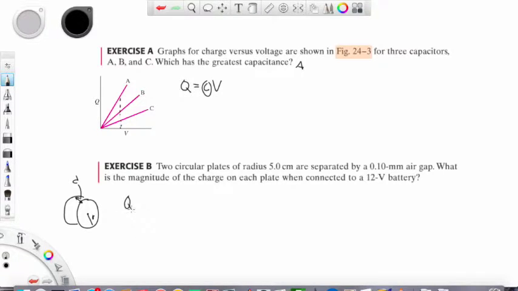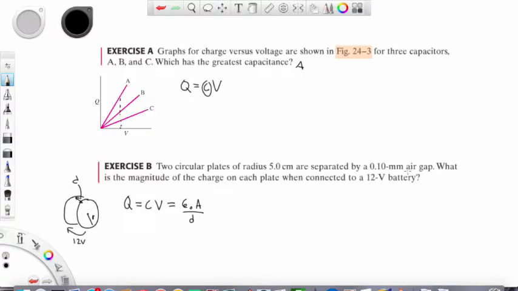So Q is always the product of capacitance and the voltage applied over them. In this case, the voltage is 12 volts. And this is a parallel plate capacitor, and we know from the previous slide that in such a case, the capacitance is the permittivity of free space times A, where A is the area of one of the plates, divided by the distance between them.